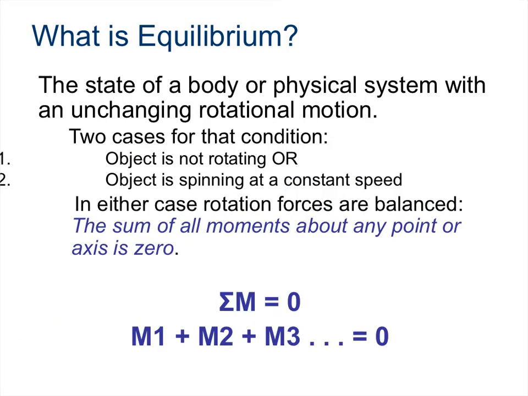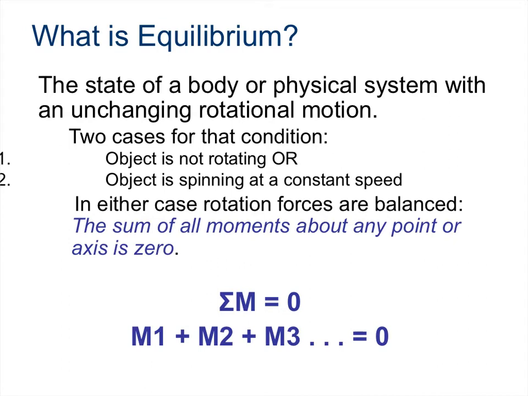Let's quickly review what equilibrium means. Equilibrium is the state of a body or physical system with an unchanging rotational motion. This means that there's two cases. One, the object is not rotating, or two, the object is spinning at a constant speed. Either way, the rotation forces must be balanced.